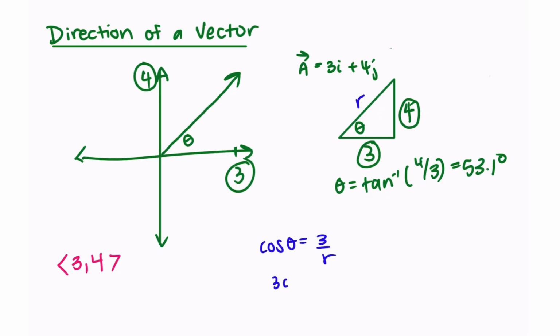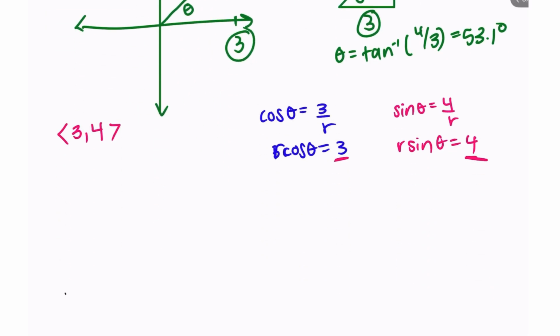Now, when we solve this and multiply both sides by r, we get r cosine theta is equal to 3. We could do the same concept with sine, where we get sine theta is 4 over r, again, opposite over hypotenuse. And then we multiply both sides by r, and we get r sine theta is equal to 4. And now we can replace 3 and 4 with the new coordinates that we came up with, being r cosine theta and r sine theta.